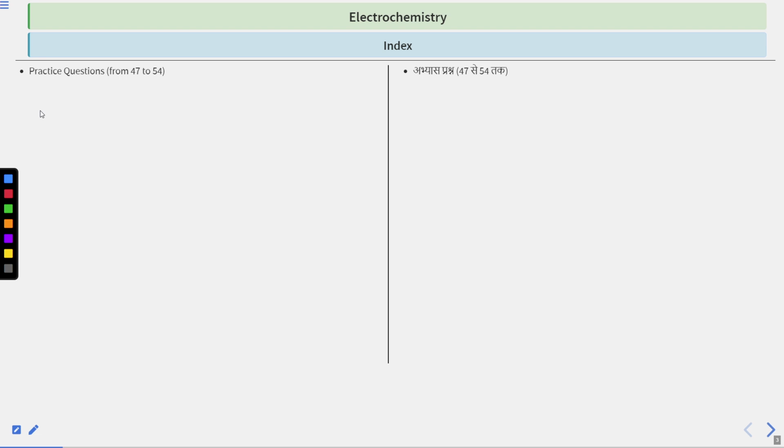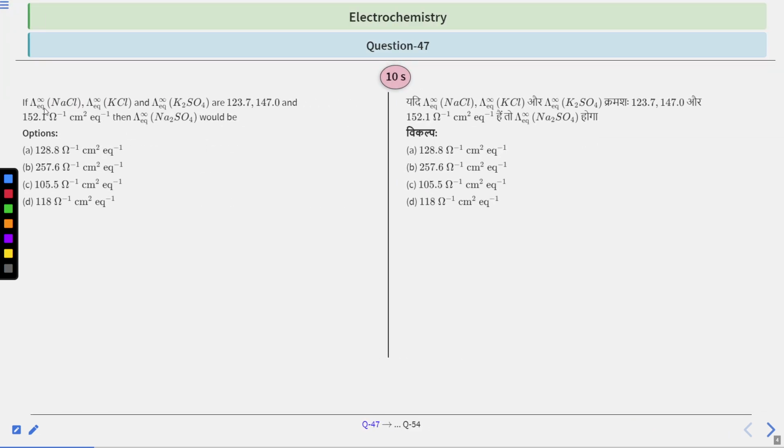So this is the index slide, and we are going to see practice questions from question number 47 to question number 54. Let's start with question number 47.